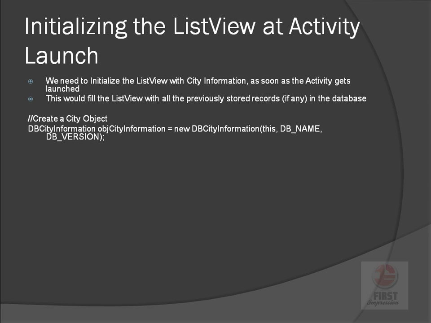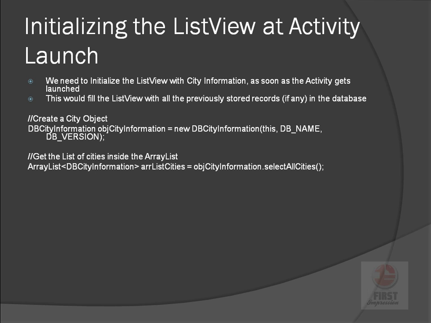Okay, for that we will create a new object of the DB city information. With this object, we will be passing the context of the application, that is this, comma database name, comma database version. Then we will create an array list by saying ArrayList<DBCityInformation> arrCities. To this array list, we will get all the objects from this objCityInformation. So we will say objCityInformation.selectAllCities. The selectAllCities function gives you a list of all the objects of all the records in the database in the form of an array list. That array list is arrListCities.